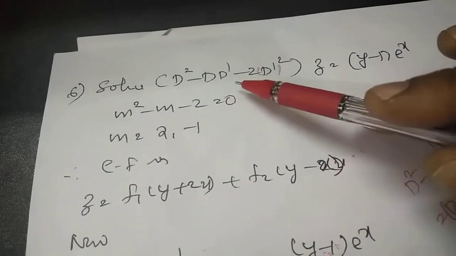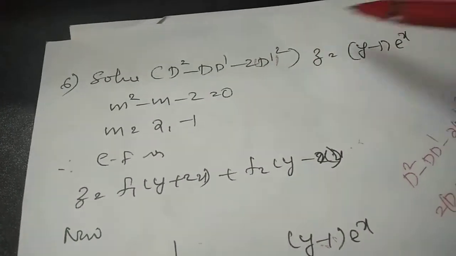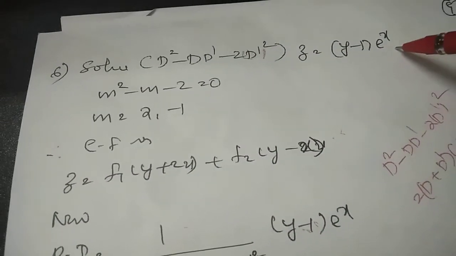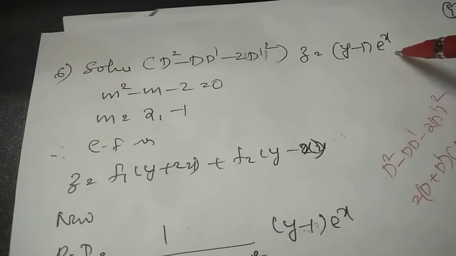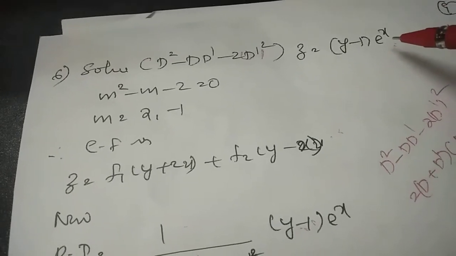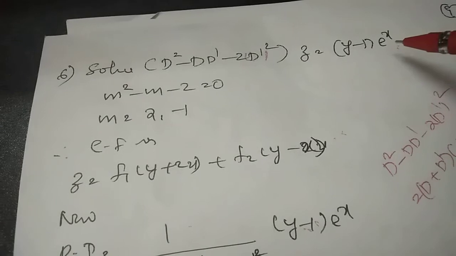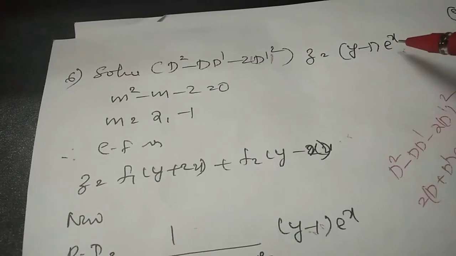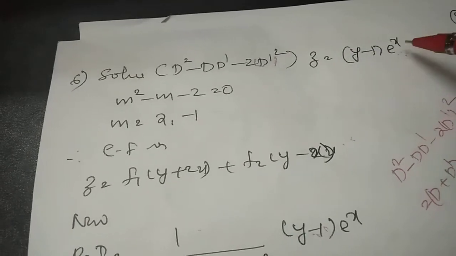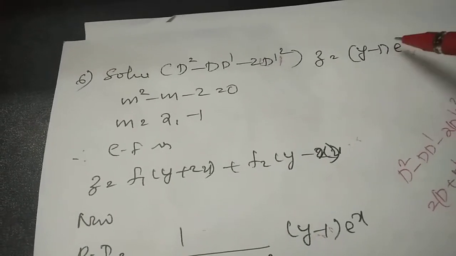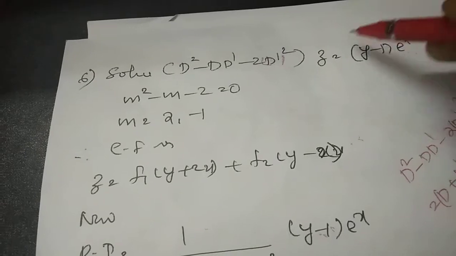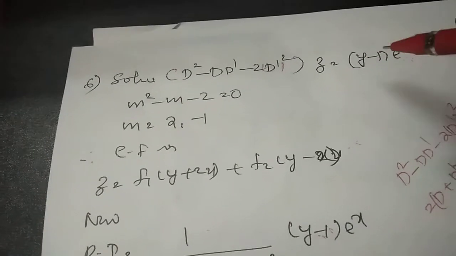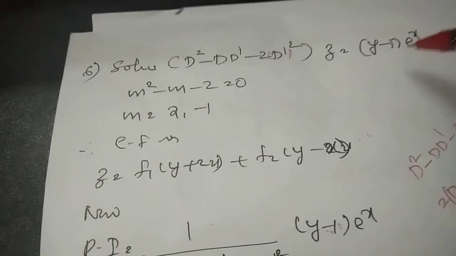We take these problems for explanation. Solve (D squared minus D' minus 2D' squared) z equal to (y minus 1) into e raised to x. This belongs to case 4 because the right side is some kind of function. It is not only an exponential function, it is not sine or cos, and it is not x raised to m, y raised to n. Here the right side is (y minus 1) into e raised to x. So this belongs to case 4.